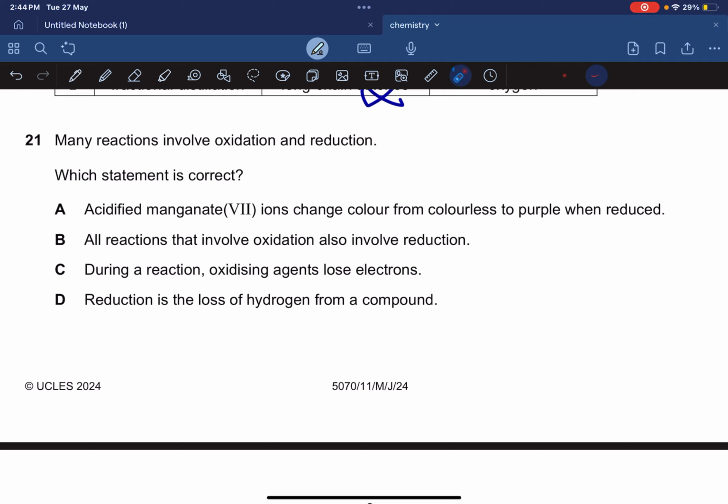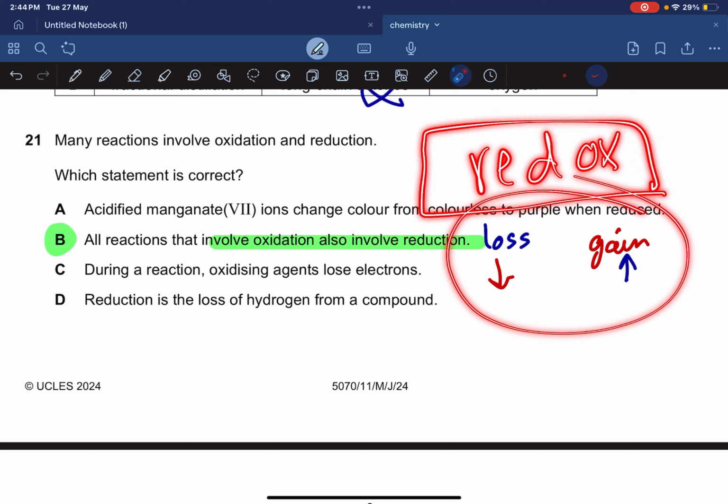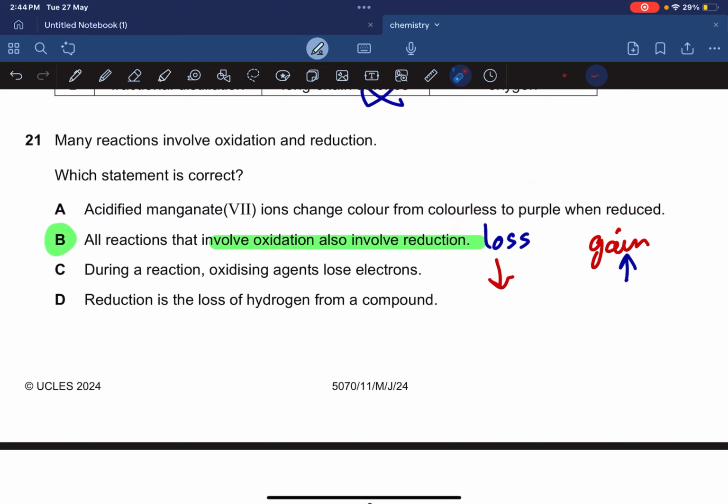Reduction is the loss of hydrogen from a compound. Remember that reduction is not the loss, reduction is the gain of hydrogen. So it is going to be option B, that all reactions that involve oxidation also involve reduction. Because look, what is oxidation? Oxidation is loss. When you lose electrons, something has to gain them. You cannot just lose electrons to the environment. If something is losing electrons, something has to take those electrons. So that's why reduction and oxidation happen simultaneously, in a redox. The reactions are called redox because when something loses, something has to gain those electrons.